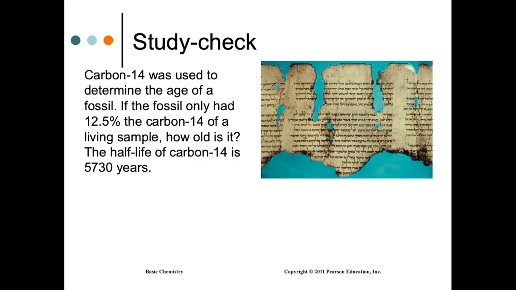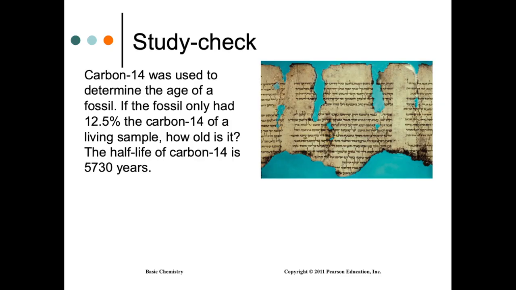Based on that, we're going to be able to figure out how much time has passed. So in this example, we've got a fossil, and in this fossil, the carbon-14 has dropped down to 12.5%. So we're trying to figure out how old it is. Now, we want to figure out how many half-lives have passed, and we know that each half-life for carbon-14 is 5,730 years, so we can then figure out how much time that many half-lives is. But first let's figure out how many half-lives have passed.